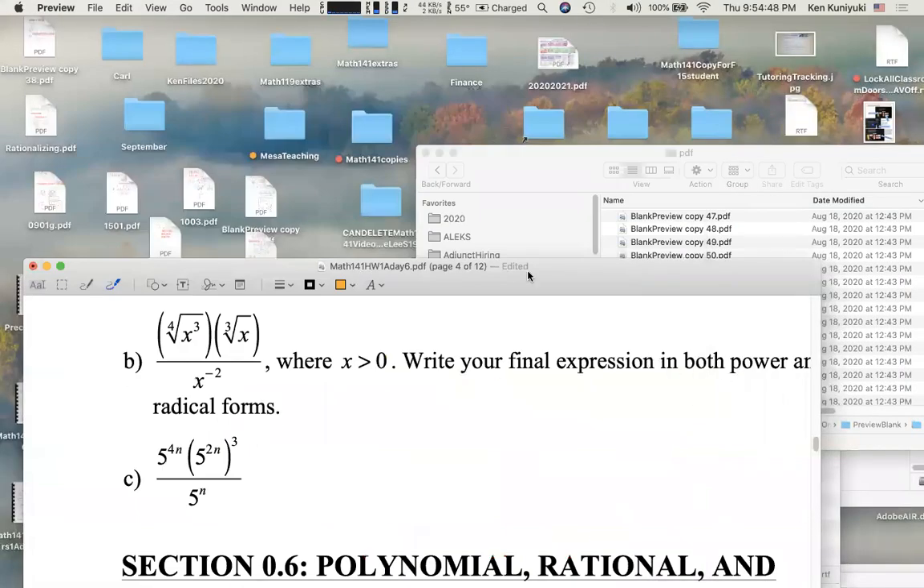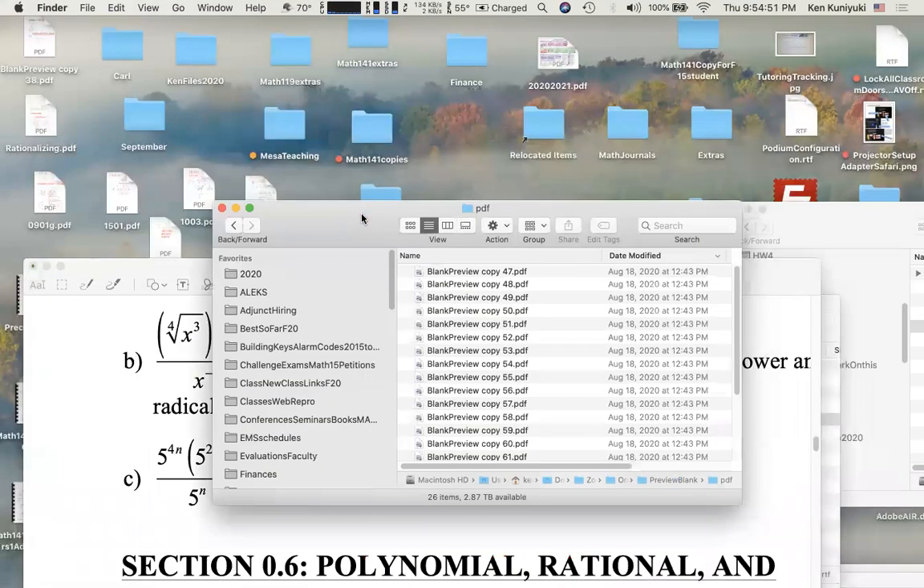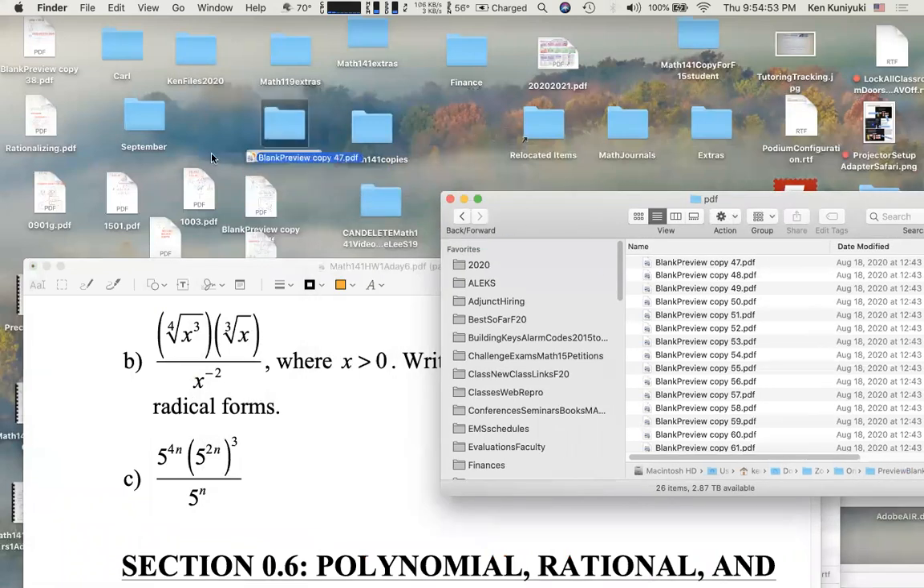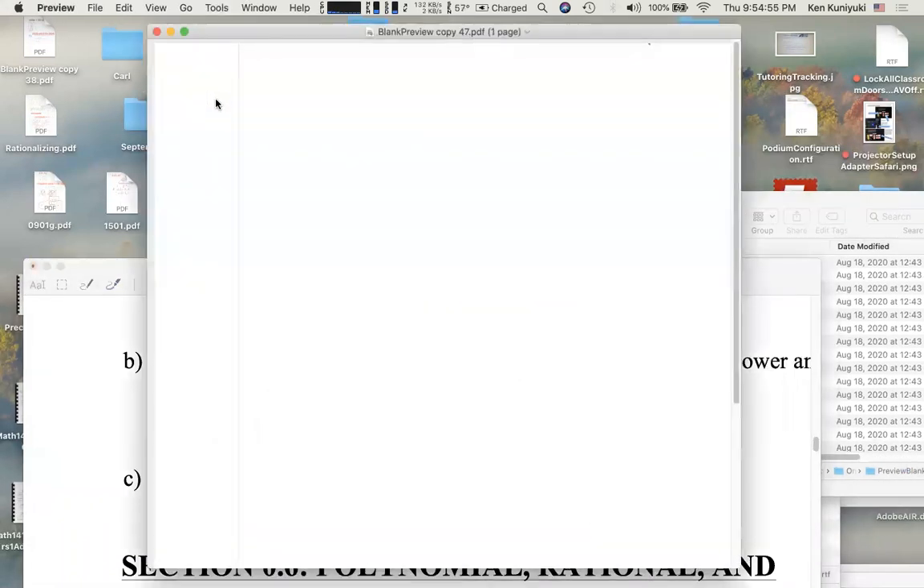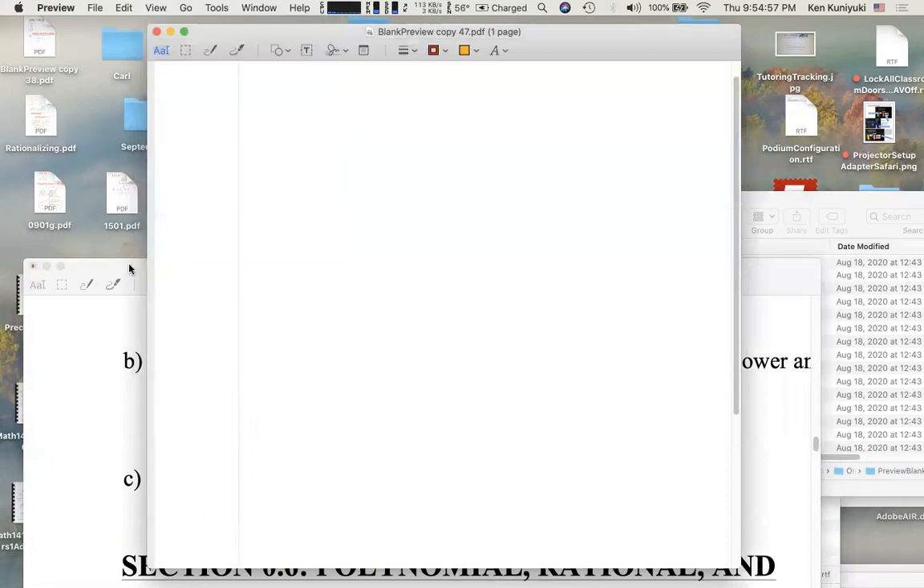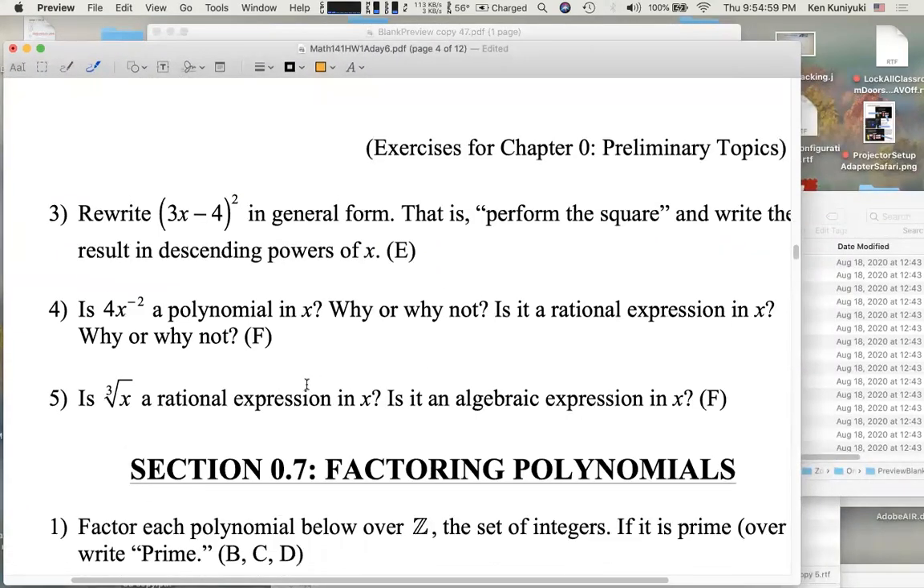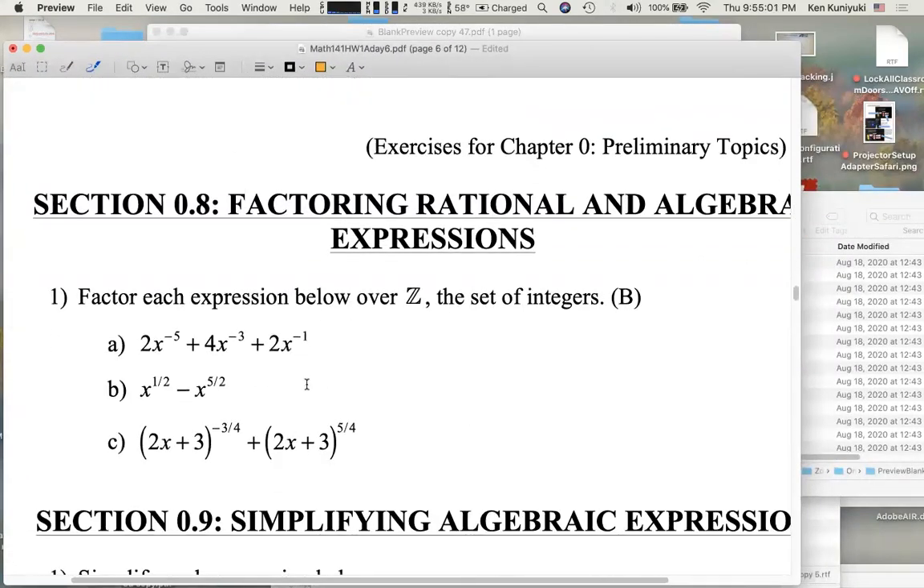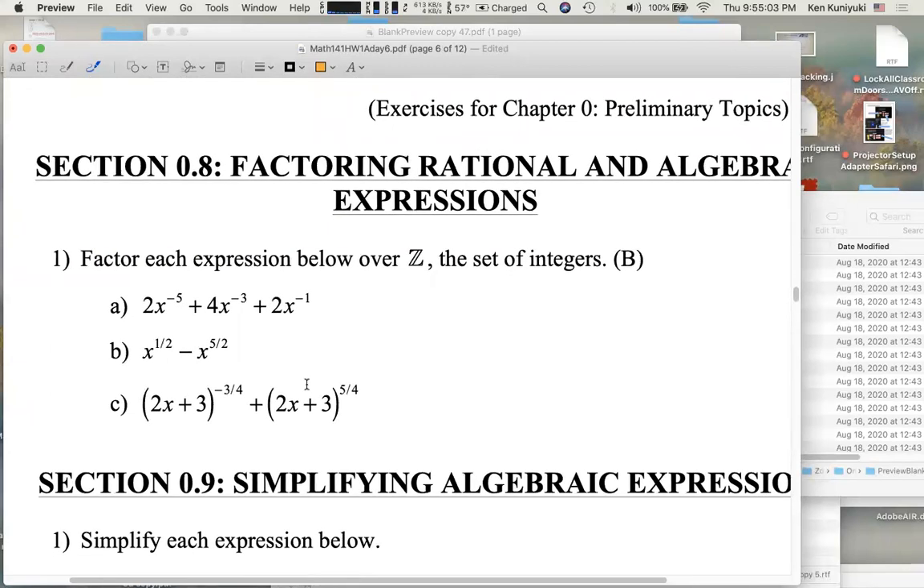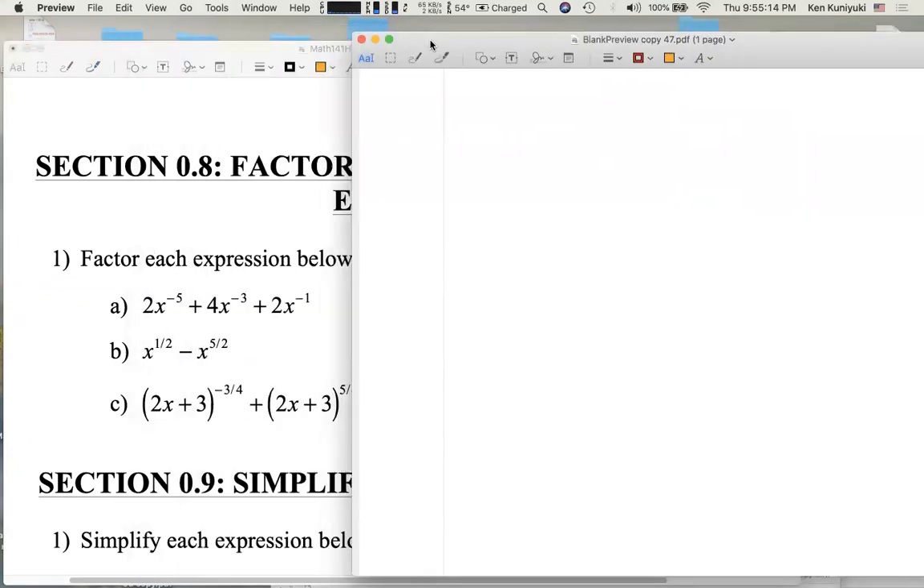Okay, the 0.8 problems. What's your favorite one or least favorite? All right, let's do it. 0.81A.